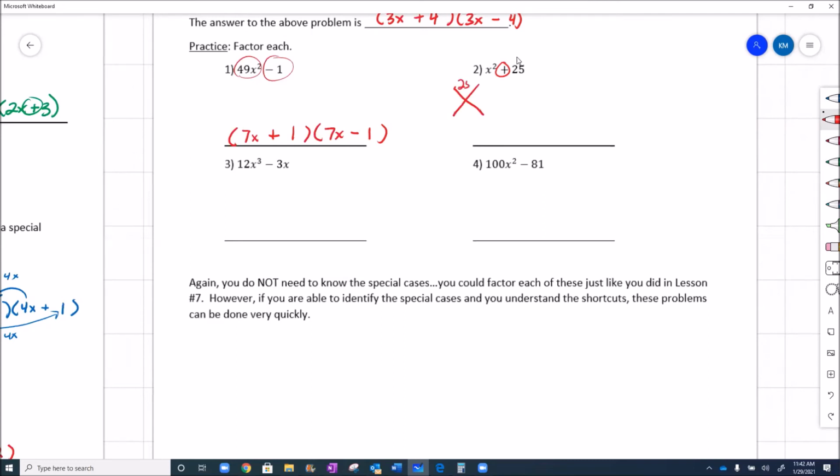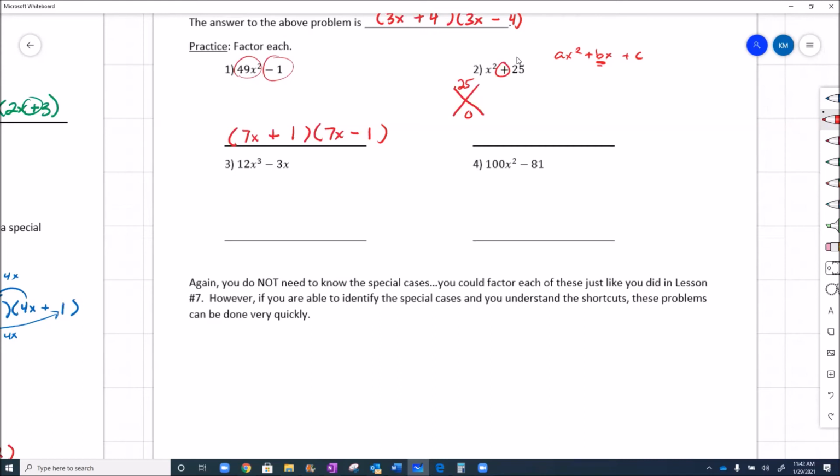Finding two numbers that multiply to give us a times c, which is 25, and add to give us b. In this case, remember ax squared plus bx plus c. Our b value is the number that's by just the x. There's no x term here in this problem, so that must mean that 0 is by it. Two numbers that multiply to give us positive 25 and add to give us 0.